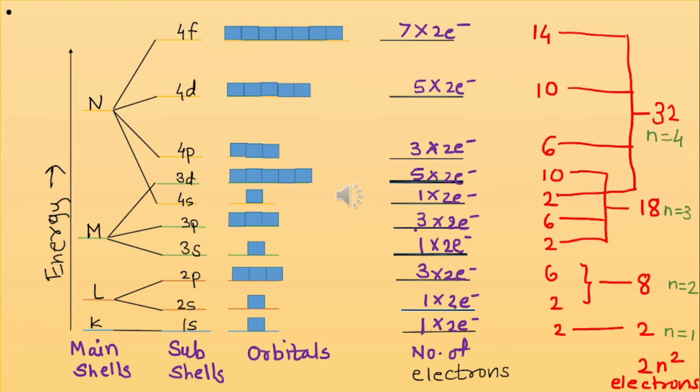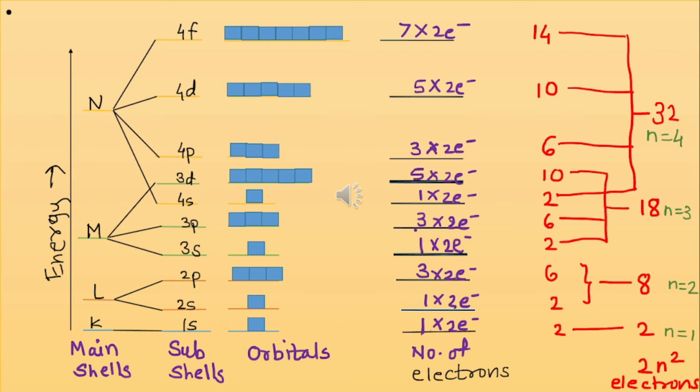The third main shell is the M shell with n equal to 3, that is principal quantum number equal to 3. It is having 3 subshells, 3s, 3p and 3d. 3s is having one orbital, that is the 3s orbital. 3p is having 3 orbitals, that is 3px, 3py, 3pz, and 3d is having 5 orbitals.